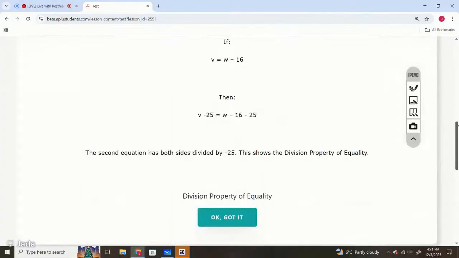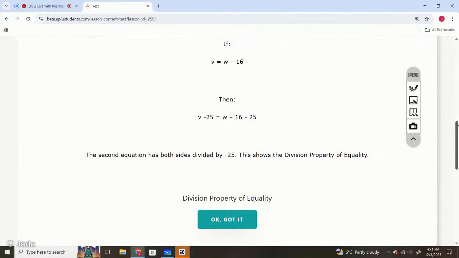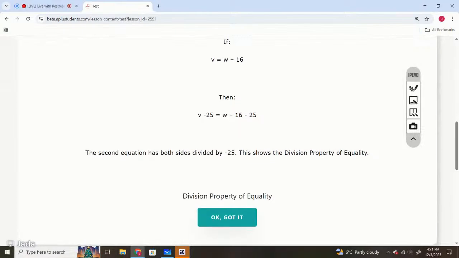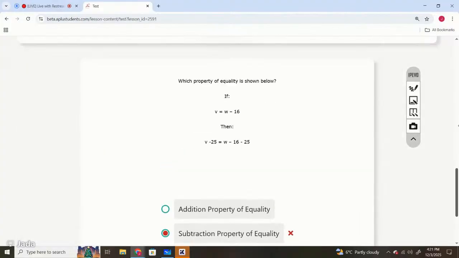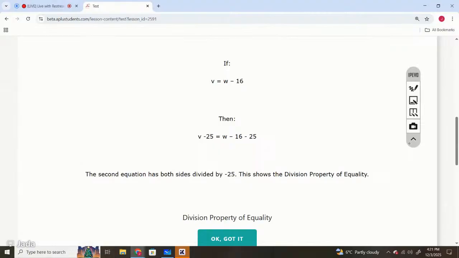Why is it the division property of equality? This is the subtraction property. The second equation has both sides divided. No, they are not divided, they are subtracting. So that is actually the subtraction property. Okay.